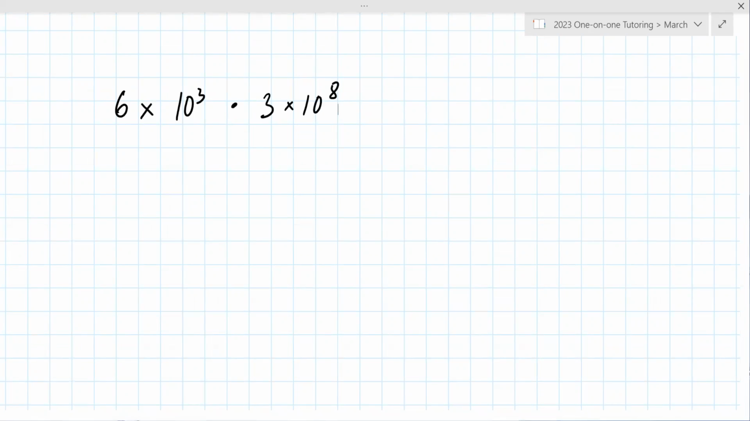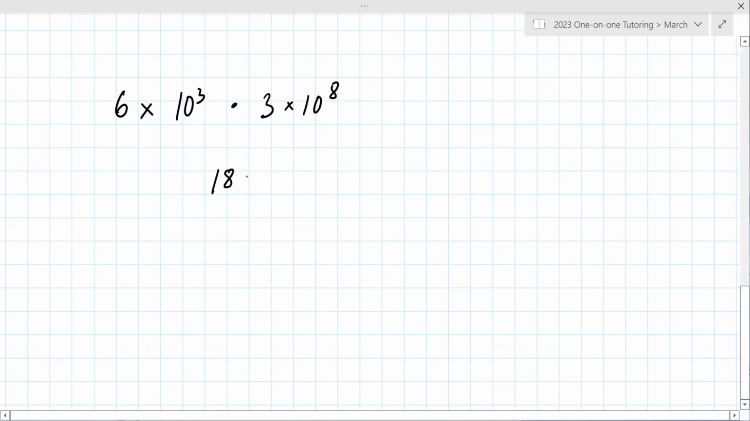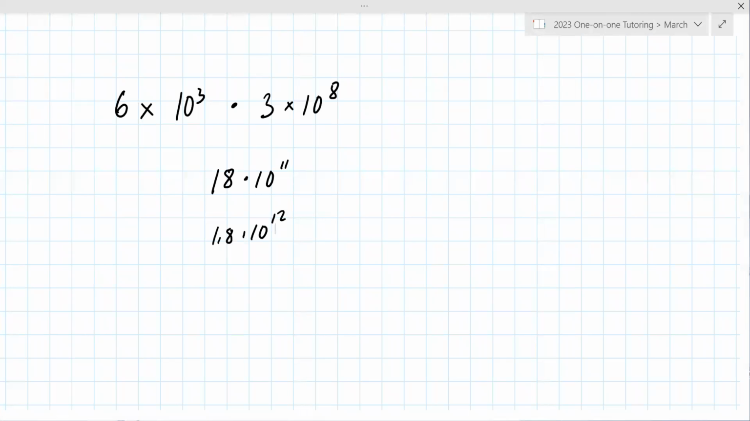How do you then multiply these in scientific notation? Oh, yes. 18 times 10 to the 11th. Is that your final answer? 1.8 times 10 to the 12th. Yes. It has to be in scientific notation. All right. So here's, I mean, these are all very easy. So let's move to a story problem here.